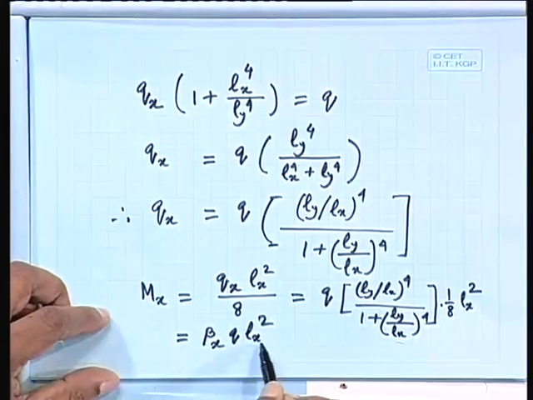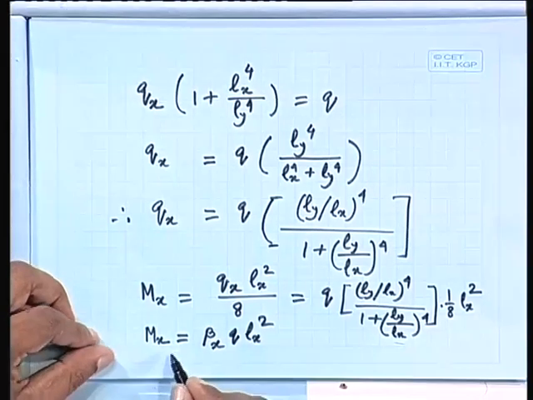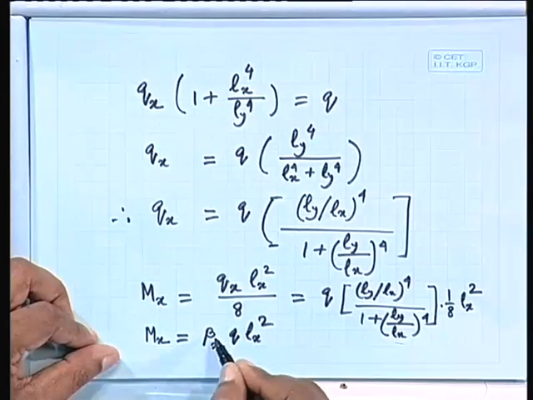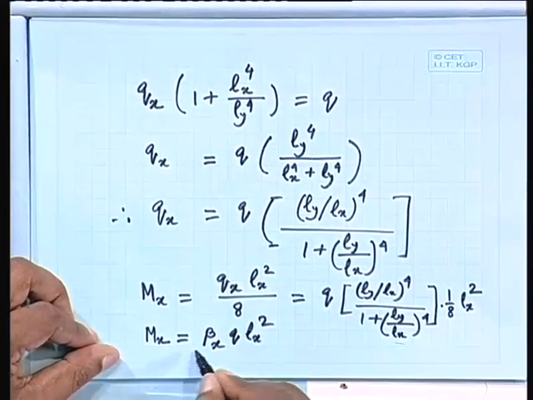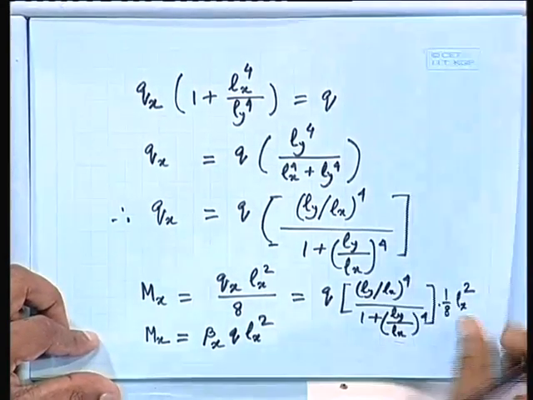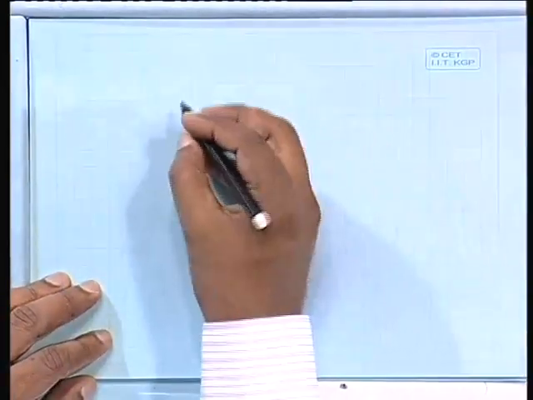Please note we have written it in this fashion. The other one we have to find out is the bending moment due to this Q, for which we get one coefficient for x. So that one will be Mx equal to beta x Q Lx square. The other one we can find out in the same fashion.